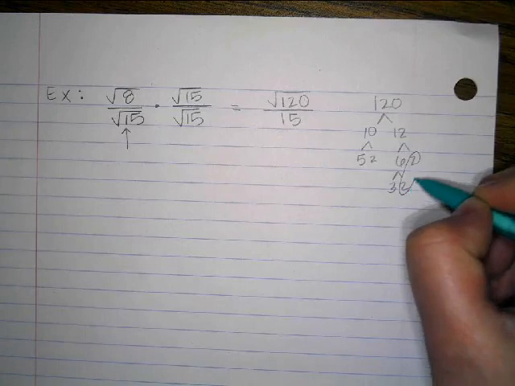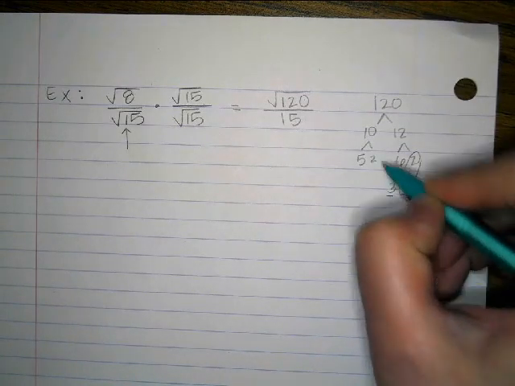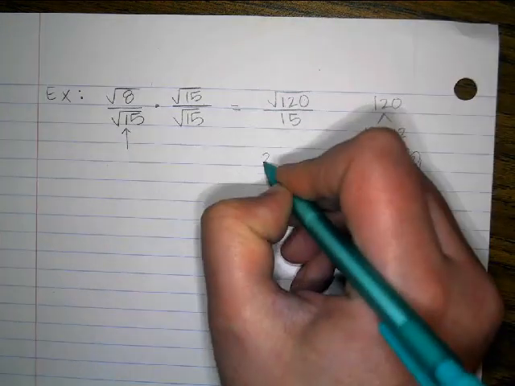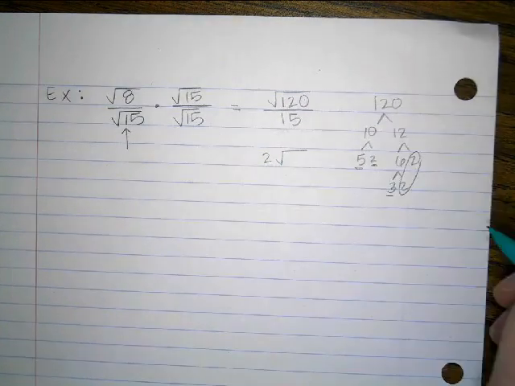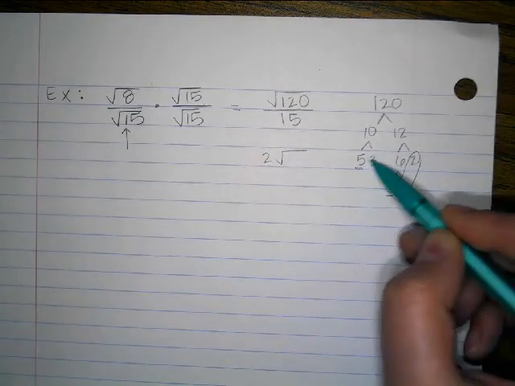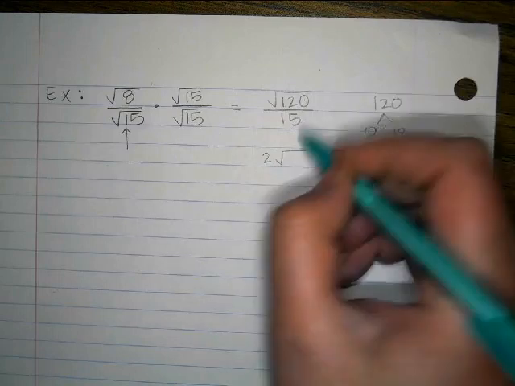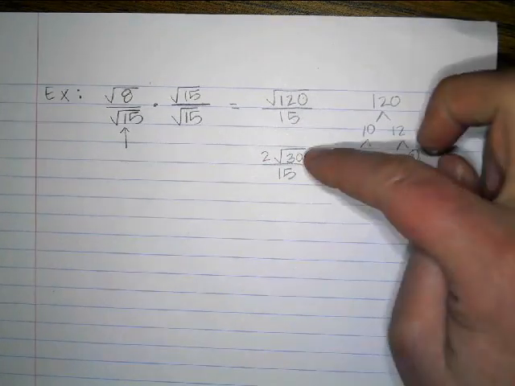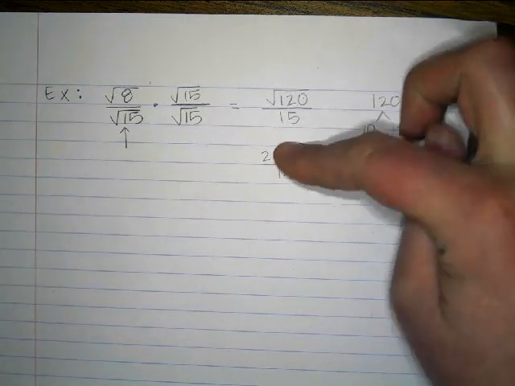So what goes on the top and what goes inside? 2 goes in the front. What goes inside? 5 times 2 times 3. We don't add them, we multiply them. 30. Okay. And 15 is on the bottom. Now I can't touch the 30 and the radical, but if I look at the plain numbers, the 2 and the 15, if those could reduce, I would reduce them. But they can't, so I'm done.